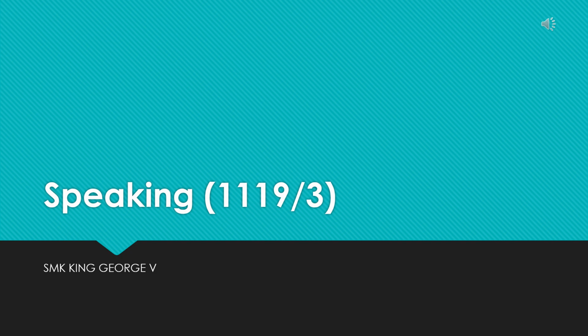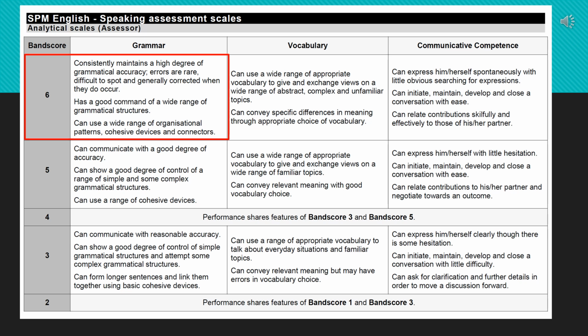Hi, this is a lesson for SPM Speaking. Let's look at the assessment scales. For Band 6, the criteria are grammar. Consistently maintains a high degree of grammatical accuracy. Errors are rare, difficult to spot, and generally corrected when they do occur. Has a good command of a wide range of grammatical structures.